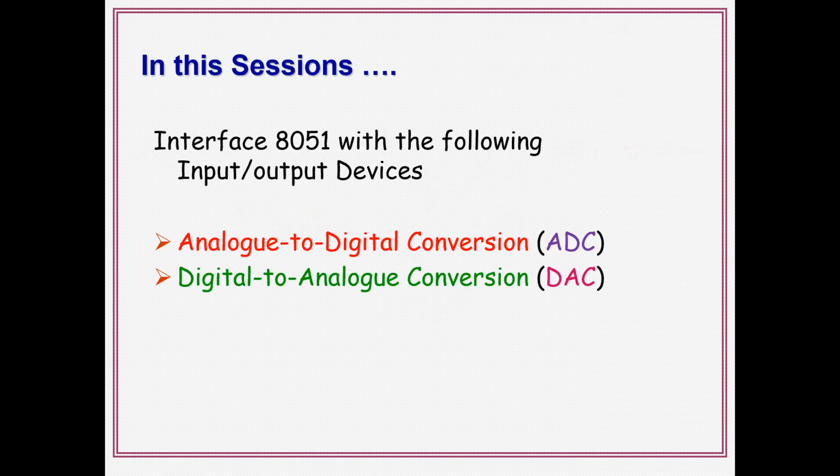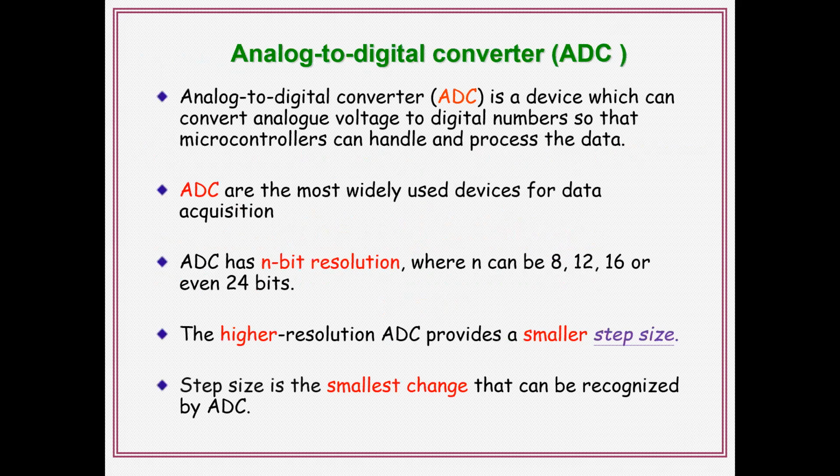Interface 8051 with the following input-output devices. The first one is analog to digital conversion, also called the ADC. And the second one is digital to analog conversion. The first one is analog to digital conversion.